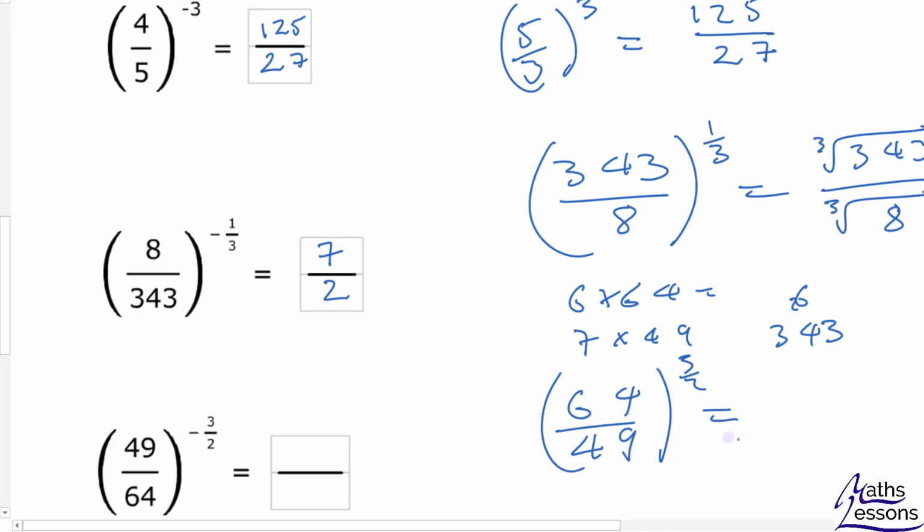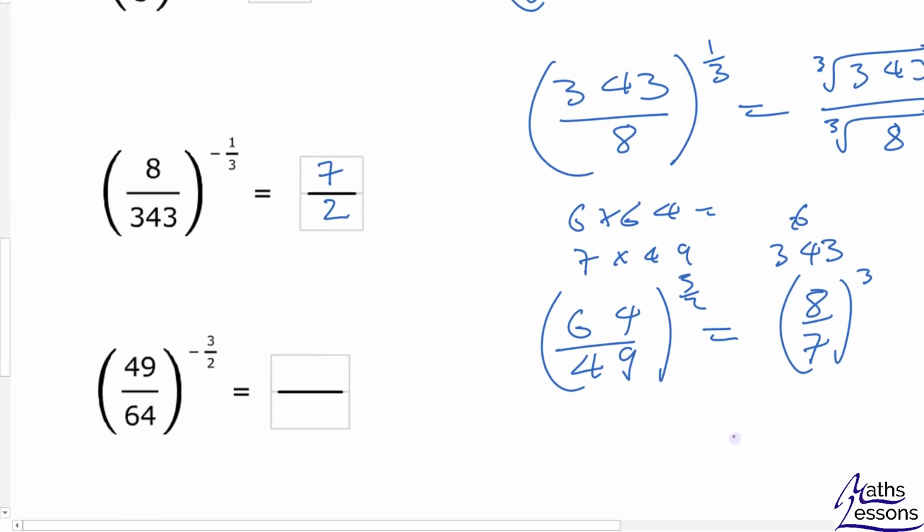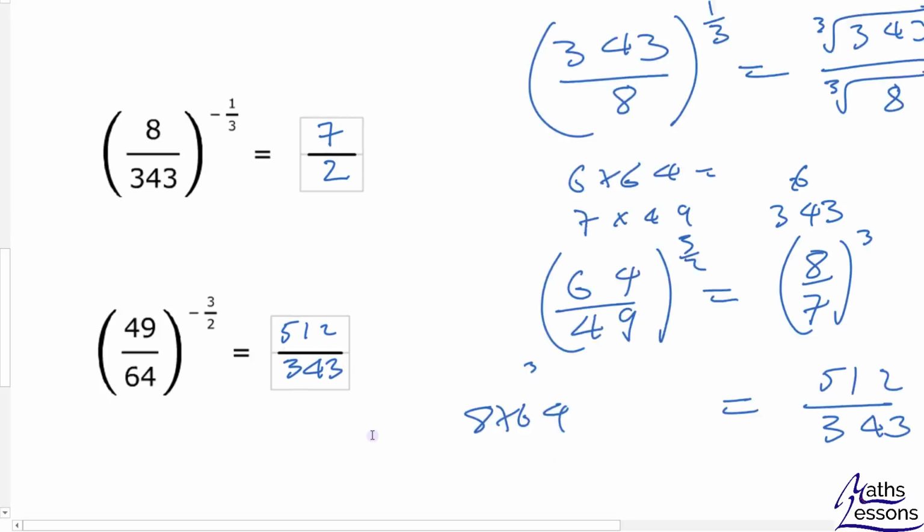Okay, so we square root the 64, we get 8. And we square root the 49, we get 7. And then we're going to cube both of those. So we get 7 cubed is 343. We've worked that one out already. And we want to do 8 times 64. So let's just do that. 8 times 4 is 32. So 2 down, 3 over. 8 times 6, 48. That's 512. So we get 512 over 343 for our answer.